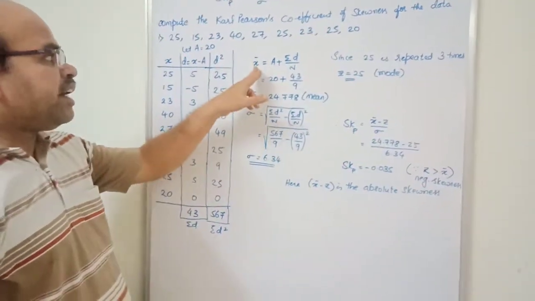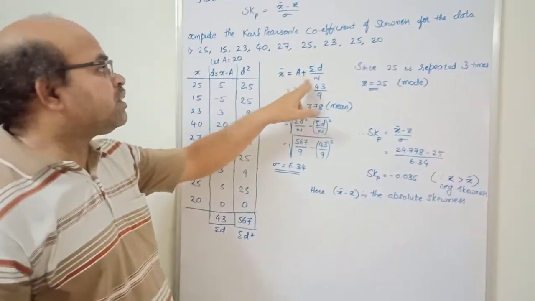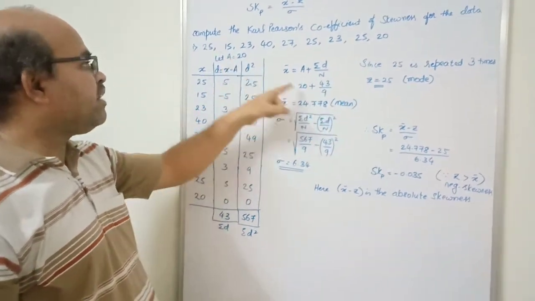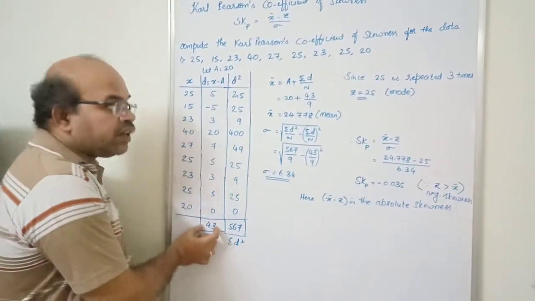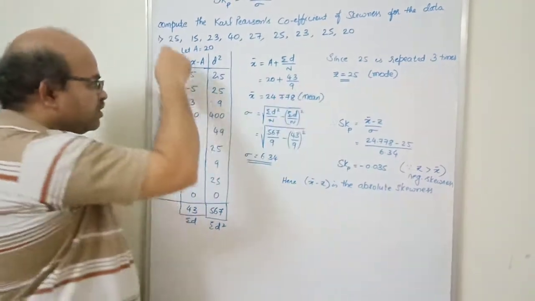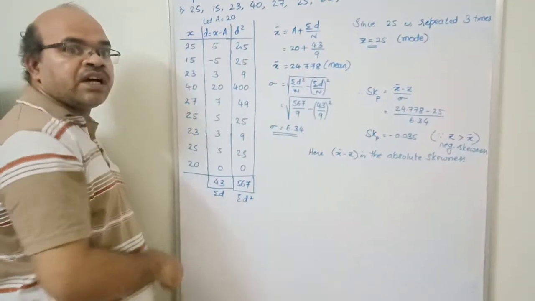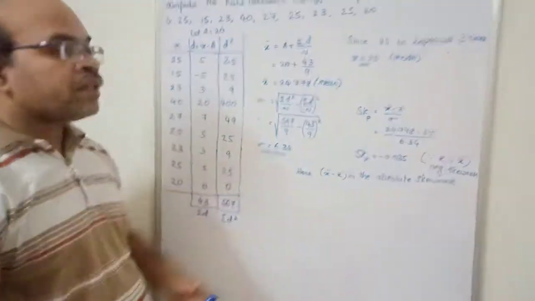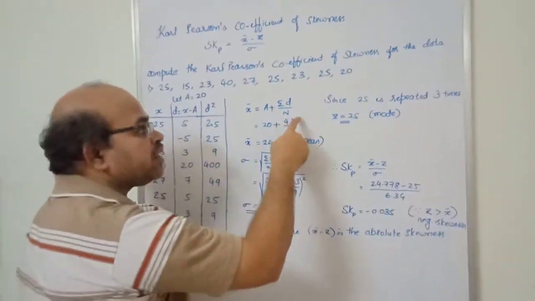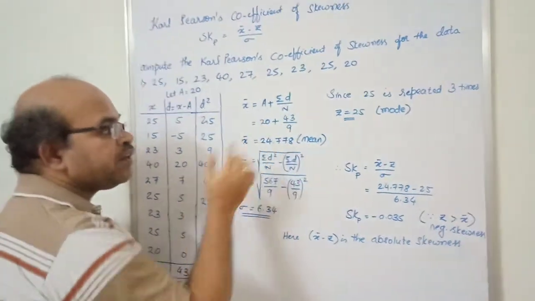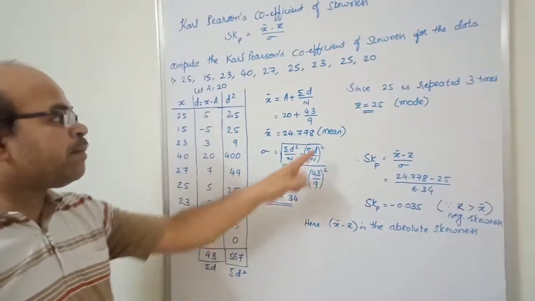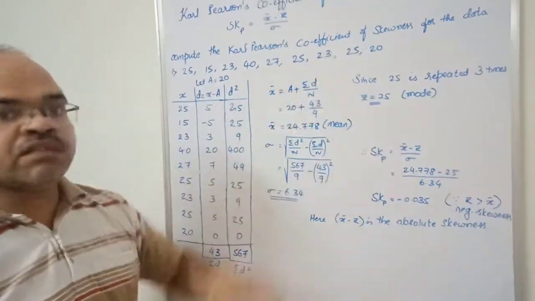Now find x bar first. X bar is equal to A plus sigma D by n. A is 20, we have assumed it. Sigma D is 43, so 43 by 9, because n is the total number of data, which is 9. So 20 plus 43 by 9 will get you 24.778. This is the mean of this particular individual observation.